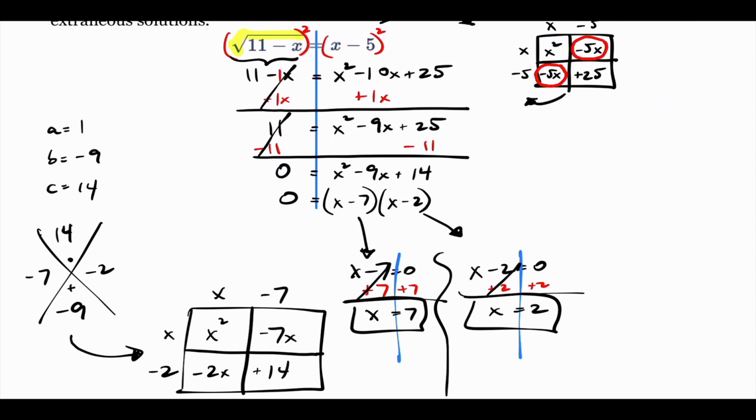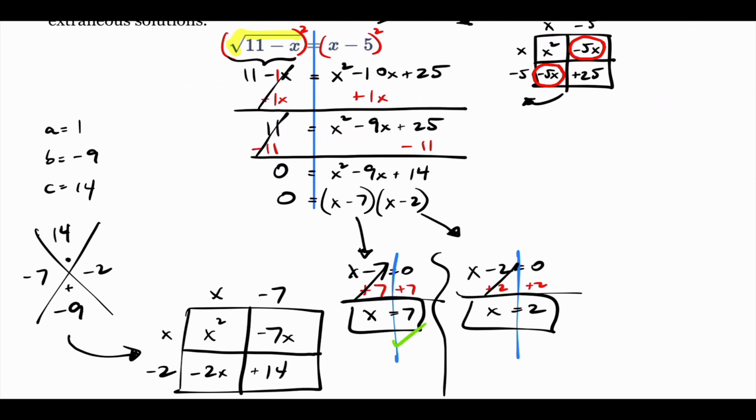So let's try positive 7 first. Positive 7. 11 minus 7 is 4. What's the square root of 4? 2. Okay. 7 minus 5, is that equal to 2? That one works. So 7 works. Okay, 7 gets a check. 2 now.